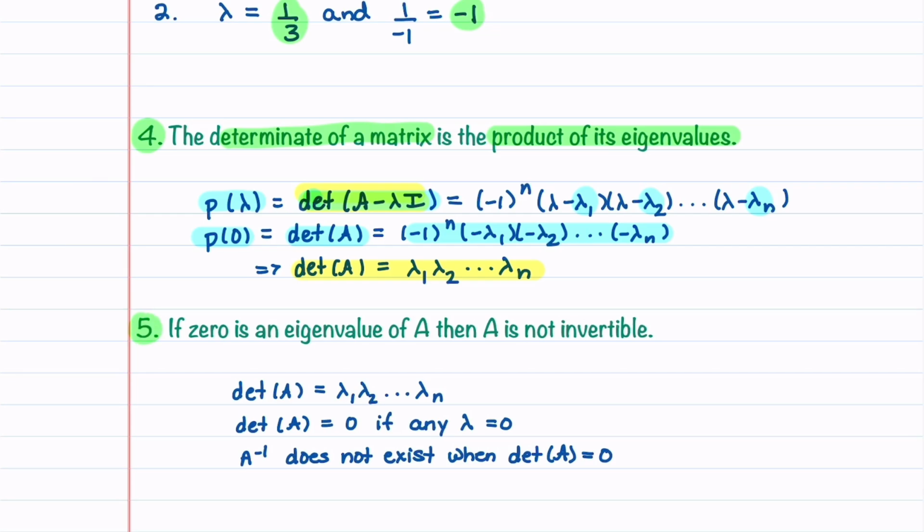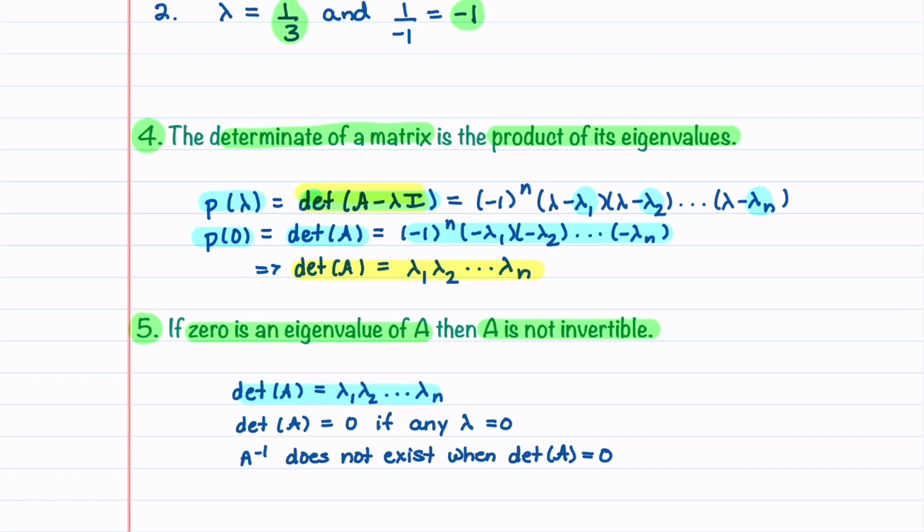Our last property tells us that if 0 is an eigenvalue of A, then A is not invertible. This relates back to our invertible matrix theorem that we looked at in section 2.3. We'll use the formula that we just found to see why this is true.